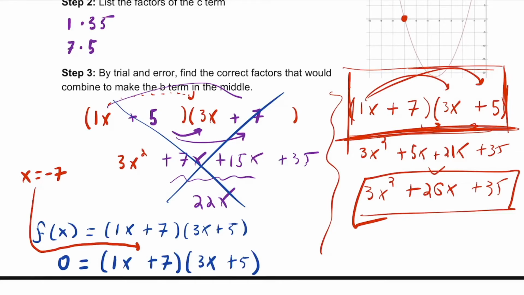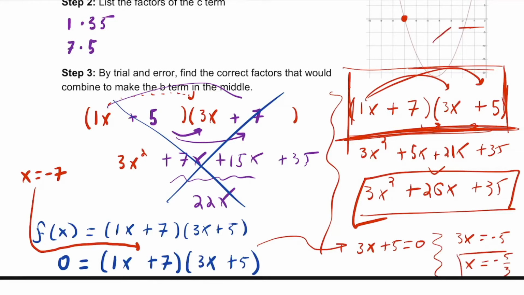The other one, though, you can see it's between -2 and -1. It's a decimal. The reason it's a decimal is because you want to know, when does 3x plus 5 equal 0? You subtract 5 from both sides, you get 3x is equal to -5, and you divide by 3, you get x is -5/3. So that right there is -5/3, comma 0, and this right here is -7, comma 0.